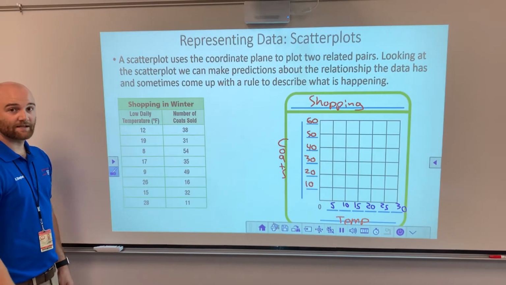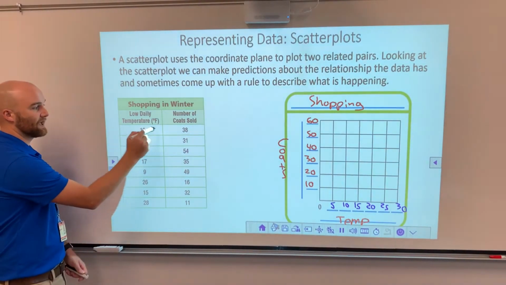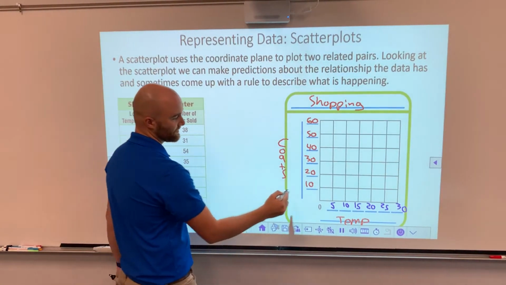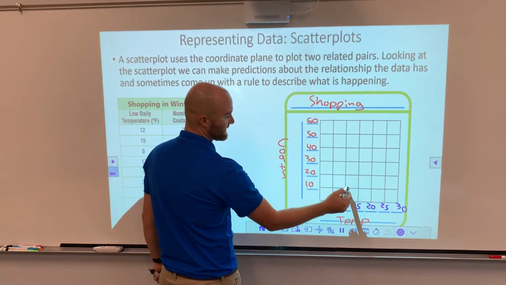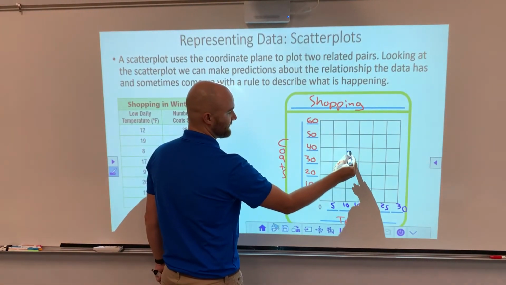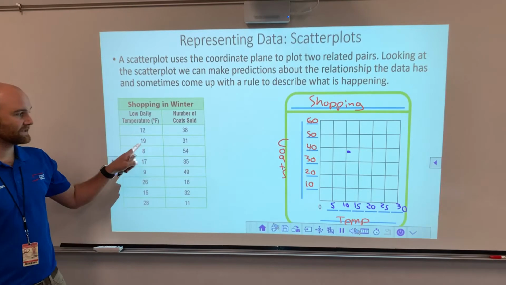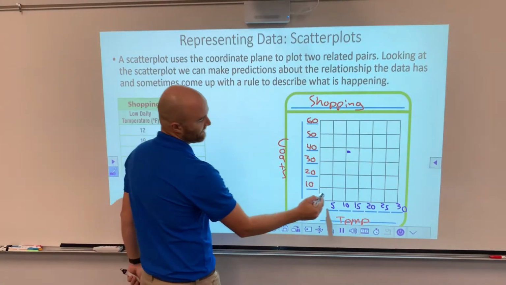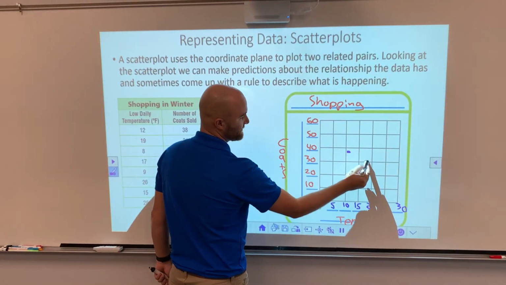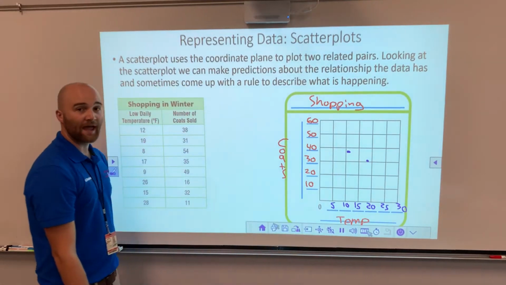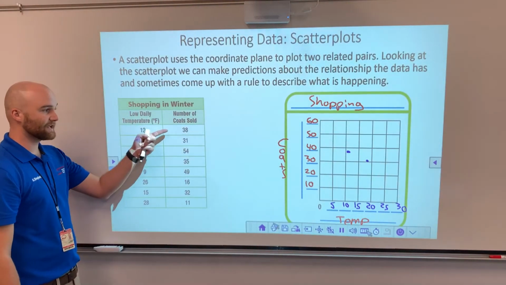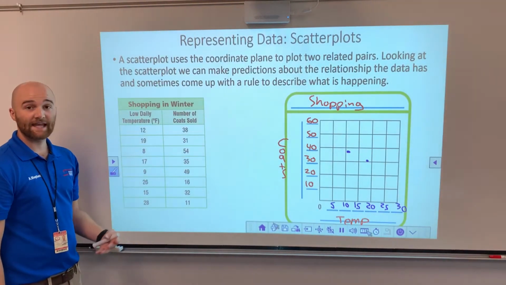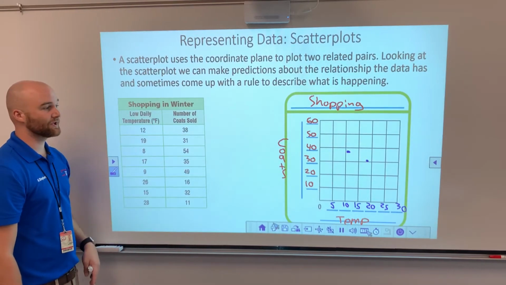Then I plot this data. I'm going to say 12, 38. Come over 12, go up 38. 19, 31. Come over 19, go up 31. And you'll notice that I don't have numbers that are exactly 38 or 31. I just had to guess about where those are going to go.